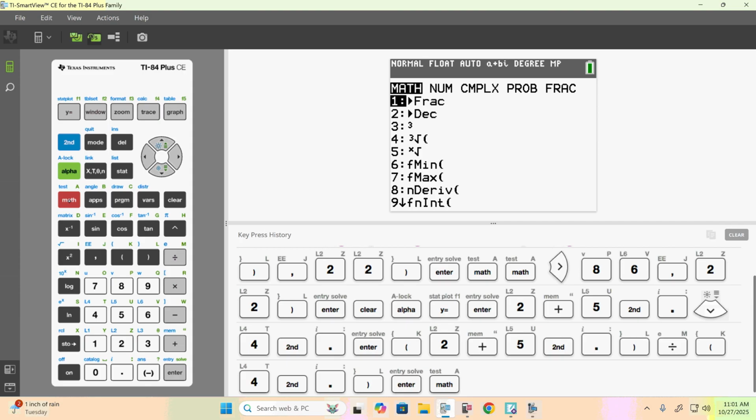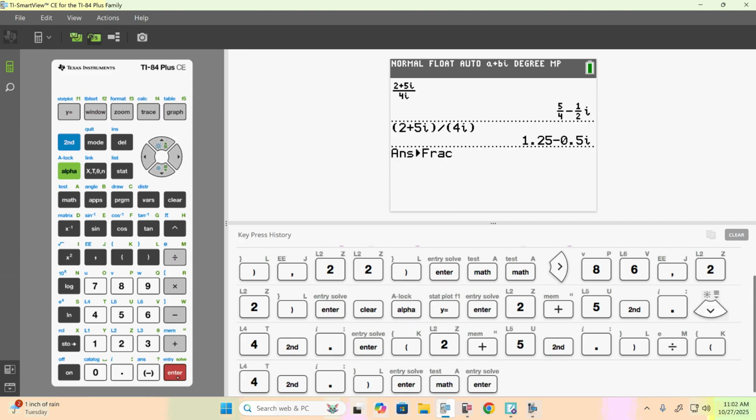Everybody hit math. Get to the screen. The first option in there, FRAC, is fraction. So if you hit enter, what is it telling the calculator? What we're telling the calculator is to take the previous answer and turn it into a fraction. So math, enter, enter. So it tells us that the correct answer for C is 5/4 minus 1/2 i.